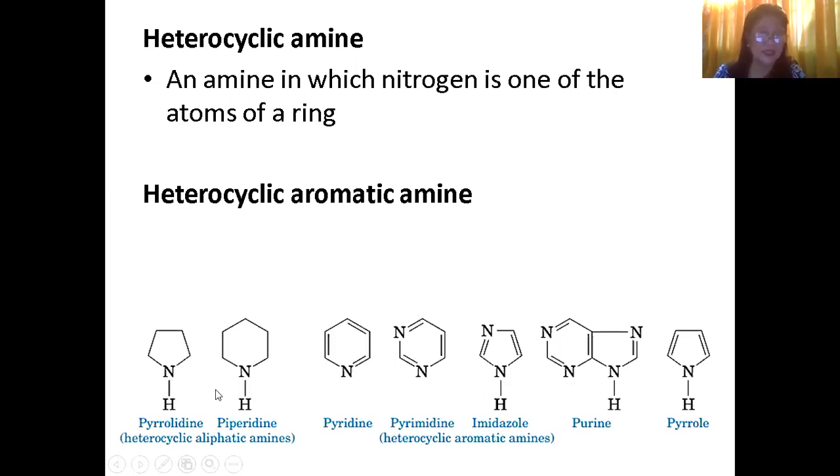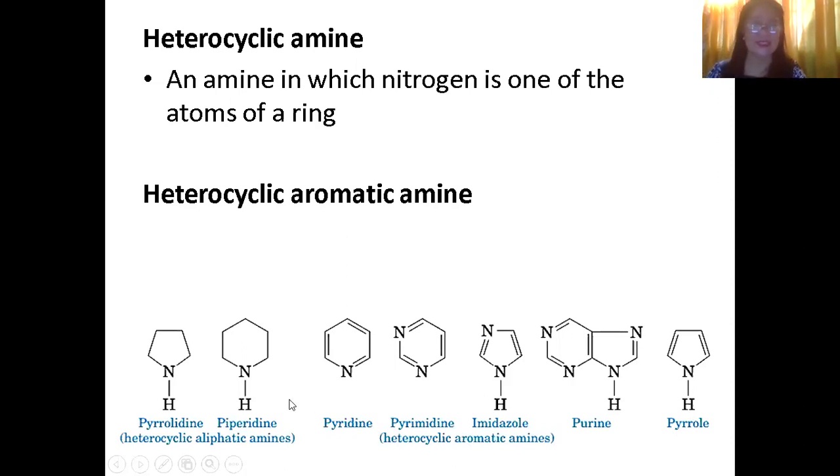Okay, here, that is the piperidine. So how many sides are there? 1, 2, 3, 4, 5. This one has 6. Then we have this is piperidine, without double bond. This is the pyridine with 3 double bonds. And this is pyrimidine. There's 1. And this is the imidazole. This is the purine. And this is pyrrole.